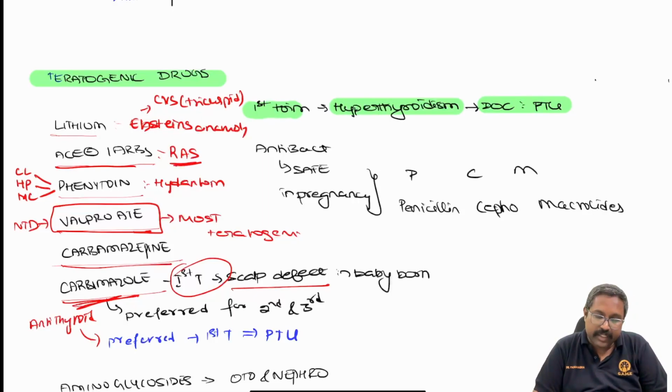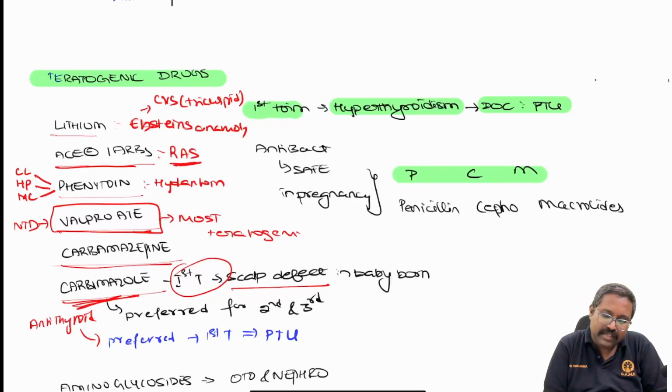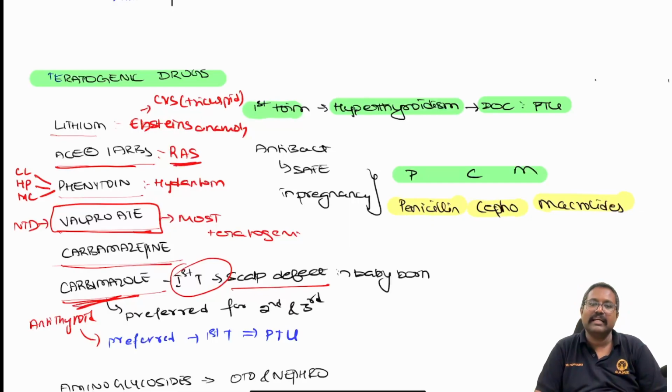And this you need to remember. Among the antibacterial agents, what are the drugs which are safer in pregnancy? In case of antibacterial drugs, the safer drugs will be PCM. What is PCM? PCM is the penicillin group of drugs, that is the beta-lactam group of drugs. You have cephalosporins, and the macrolides are the safest antibacterial agents in pregnancy.